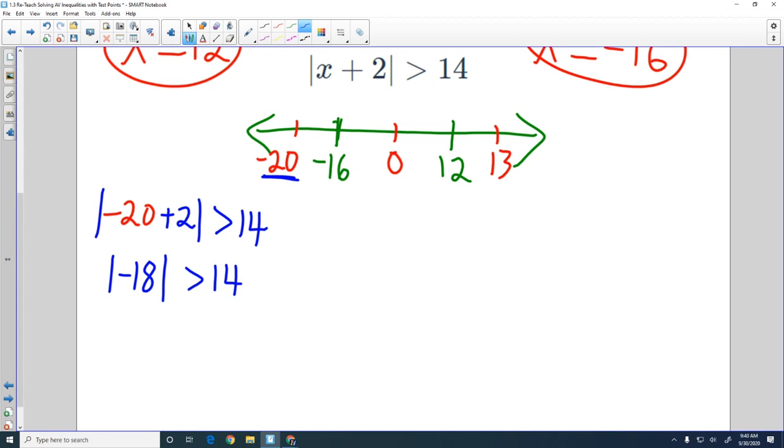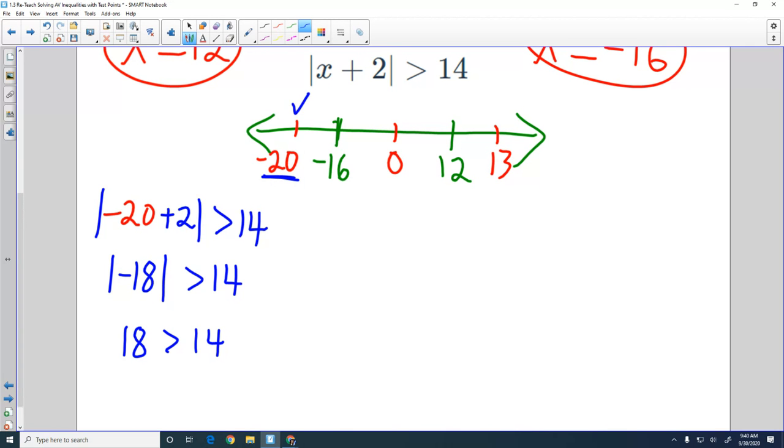Now when you take the absolute value, it just basically gives you the positive version of that number. So is 18 greater than 14? Is that a true statement? I'm assuming you're all saying, yes, absolutely. It is. Thank you. So that's a true statement.